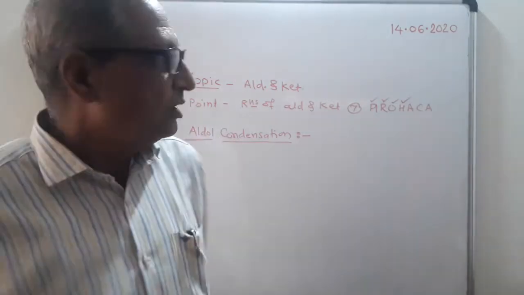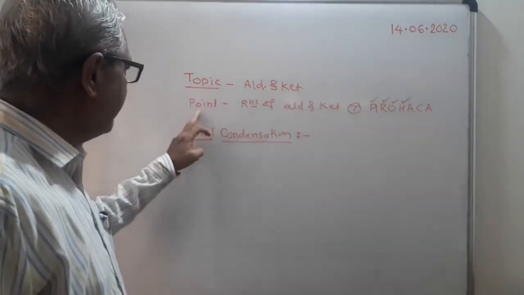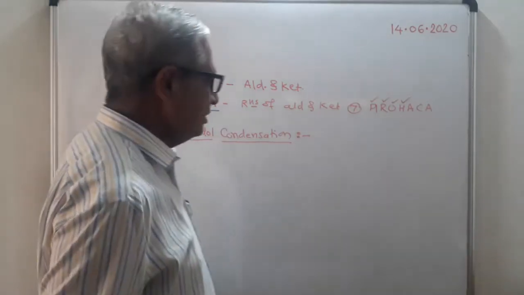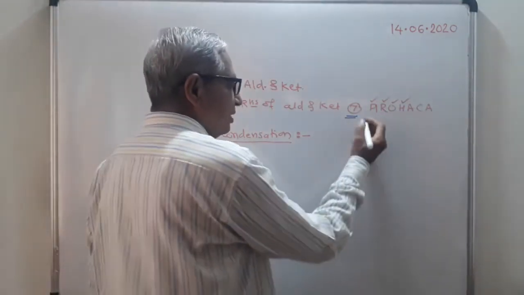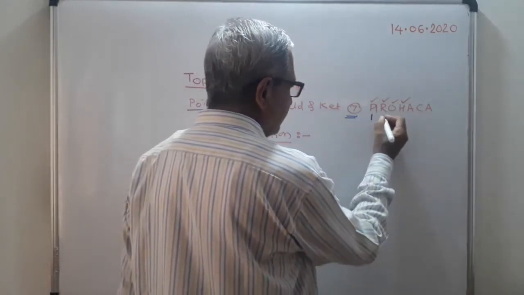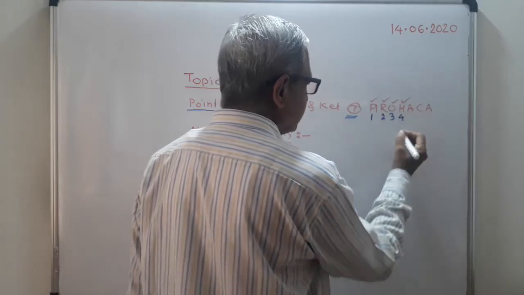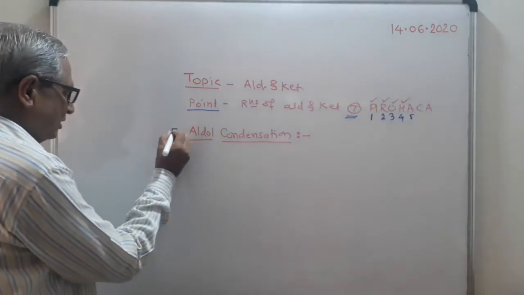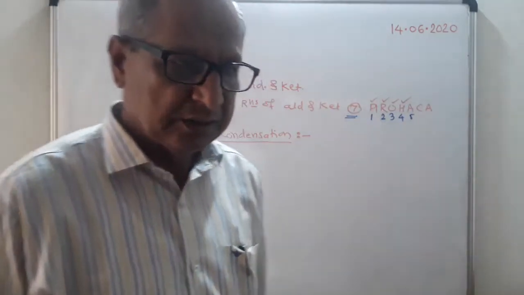Yesterday we started the new topic, aldehyde and ketone, and the point is the reactions of aldehydes and ketones. Aldehydes and ketones undergo seven types of reaction. First, addition reaction, that is nucleophilic addition reaction, then reduction reaction, oxidation, haloform reaction, and your fifth reaction, that is aldol condensation. So today we are going to learn aldol condensation.